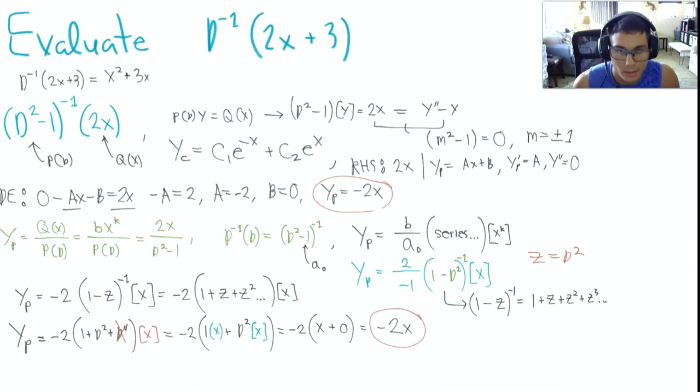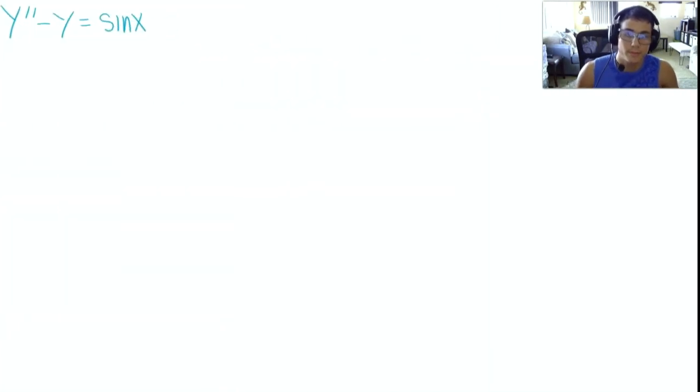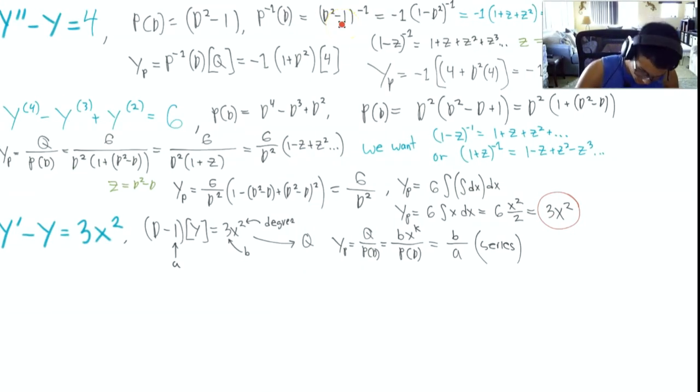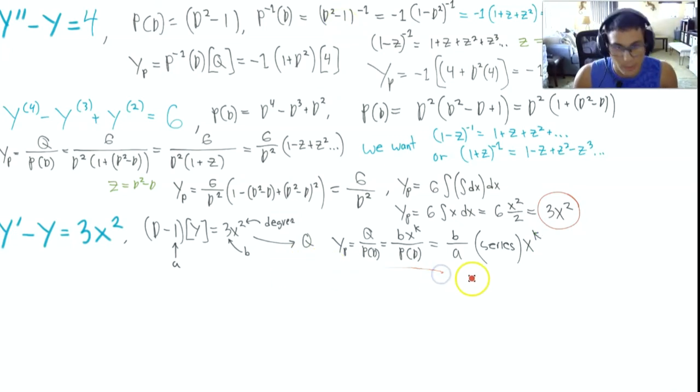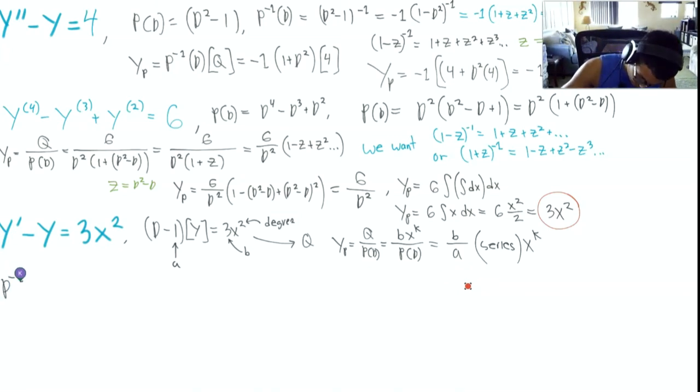Kind of like what we did for this one. Oops. Of course, times xk. So it's going to be pretty similar to the other problem that we did. Okay. So let's first find p inverse of d. Well, that would be d minus 1 inversed, which would be what?